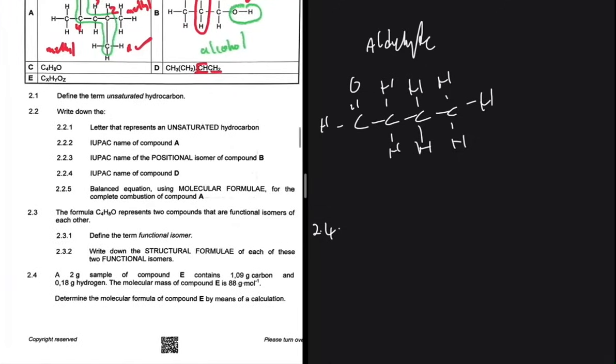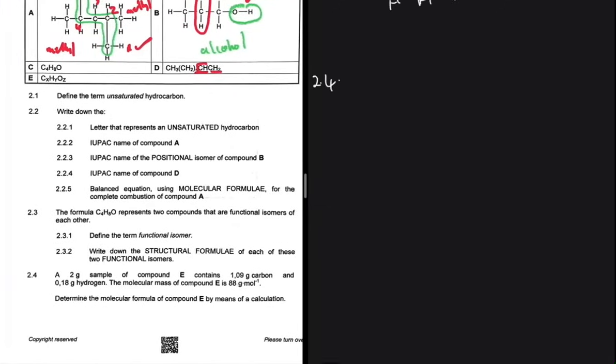So for compound E, we have CxHyOz, right? So we need to determine the molecular formula. What are we going to do? What is going to be our first step? We have the masses, right? The first step is to calculate the number of moles. So let's just do that first, and then we're going to carry on with that conversation.